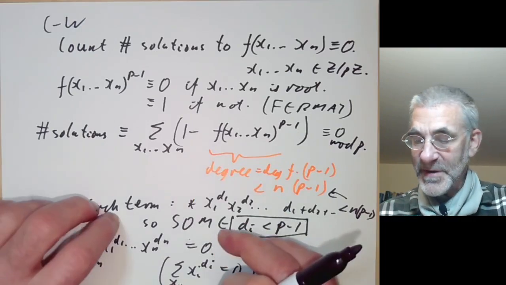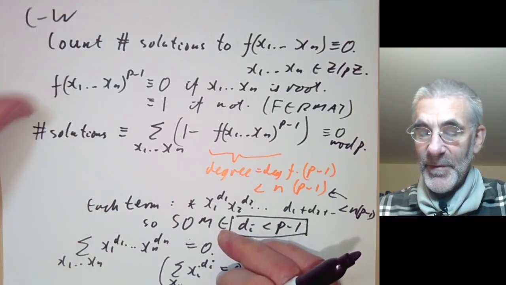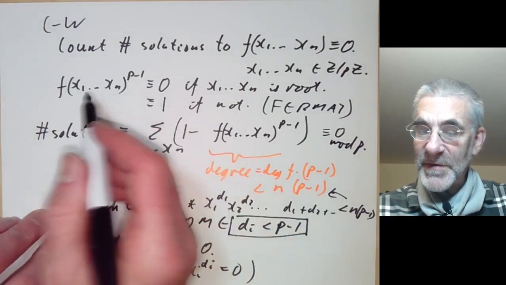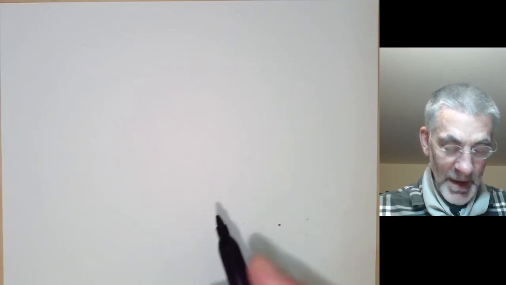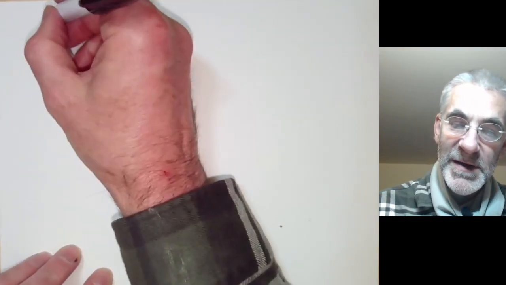So that proves the Chevalley-Warning theorem, that the total number of solutions is always divisible by p. Well, let's see a couple of examples.